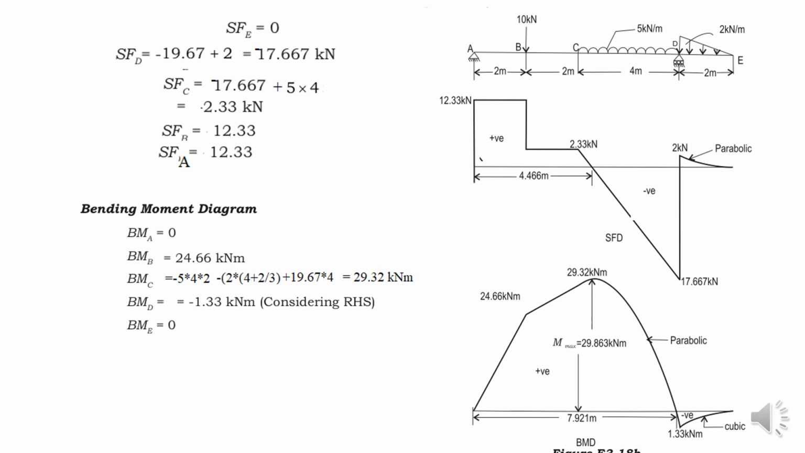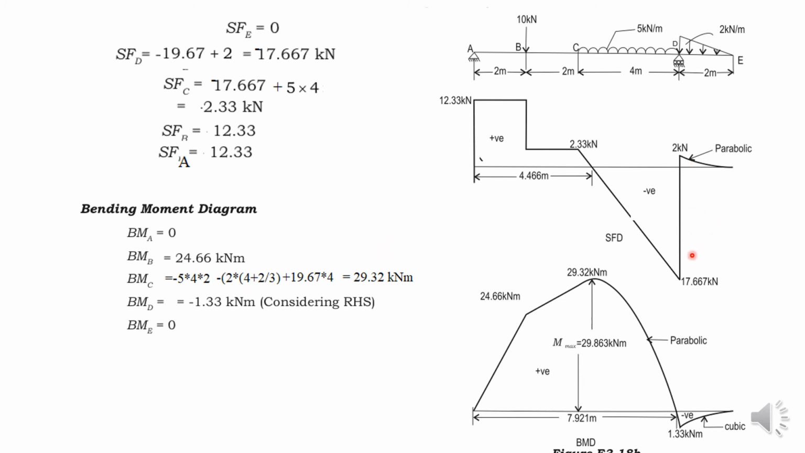Okay, now start drawing the SFD. Here you can see the value varies from 0 to the value of shear force at D as minus 17. Considering the left hand side, the load is half into 2 into 2, so that will be 2 kilonewton, which is the force acting at D. Then consider the reaction at D, that is RD, so it is minus 19.67 plus 2, that is minus 17.667 kilonewton.